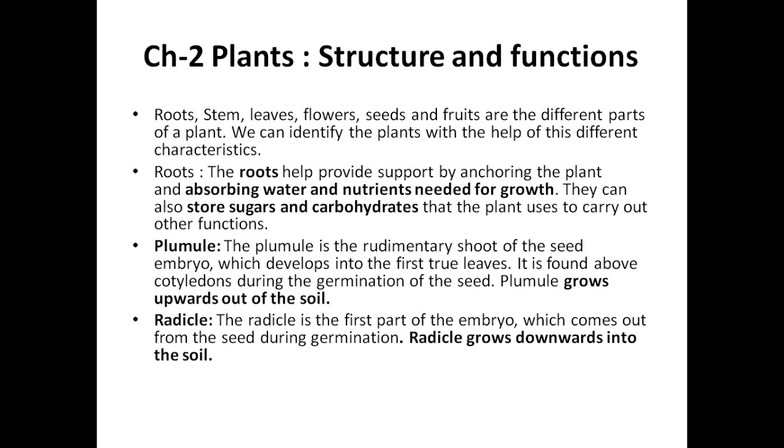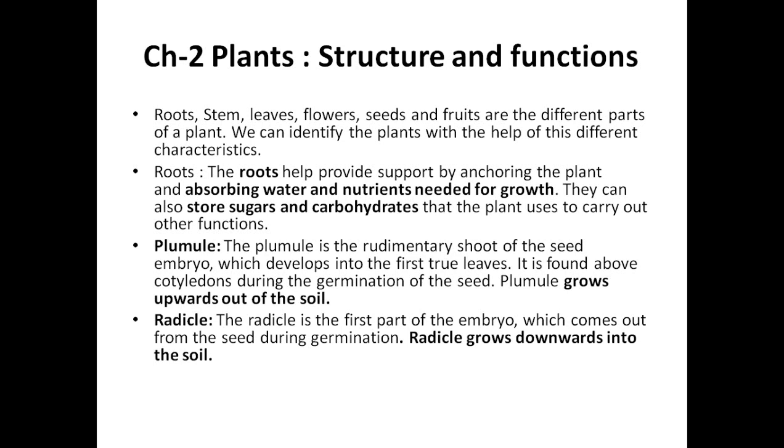Plumule. Plumule is the rudimentary shoot of the seed embryo which develops into the first true leaves, and it is found above the cotyledons during the germination of the seed. Plumule grows upwards out of the soil, while radicle is the first part of the embryo which comes out from the seed during germination, and radicle grows downwards into the soil.